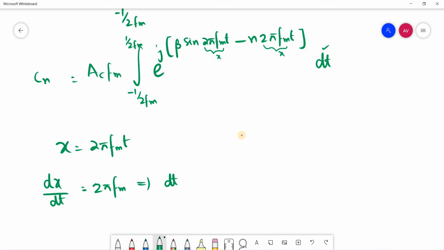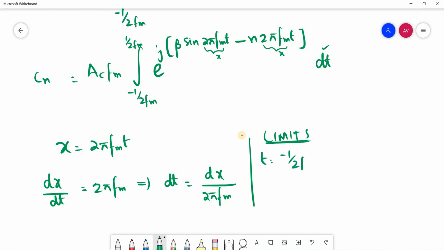So we should find out what those are. So dt is equal to dx divided by 2 pi fm. Also, we should find out what will happen to the limits. So whenever t is equal to minus 1 by 2 fm, we get x equal to minus pi. And whenever t is equal to plus 1 by 2 fm, you will get x equal to plus pi.